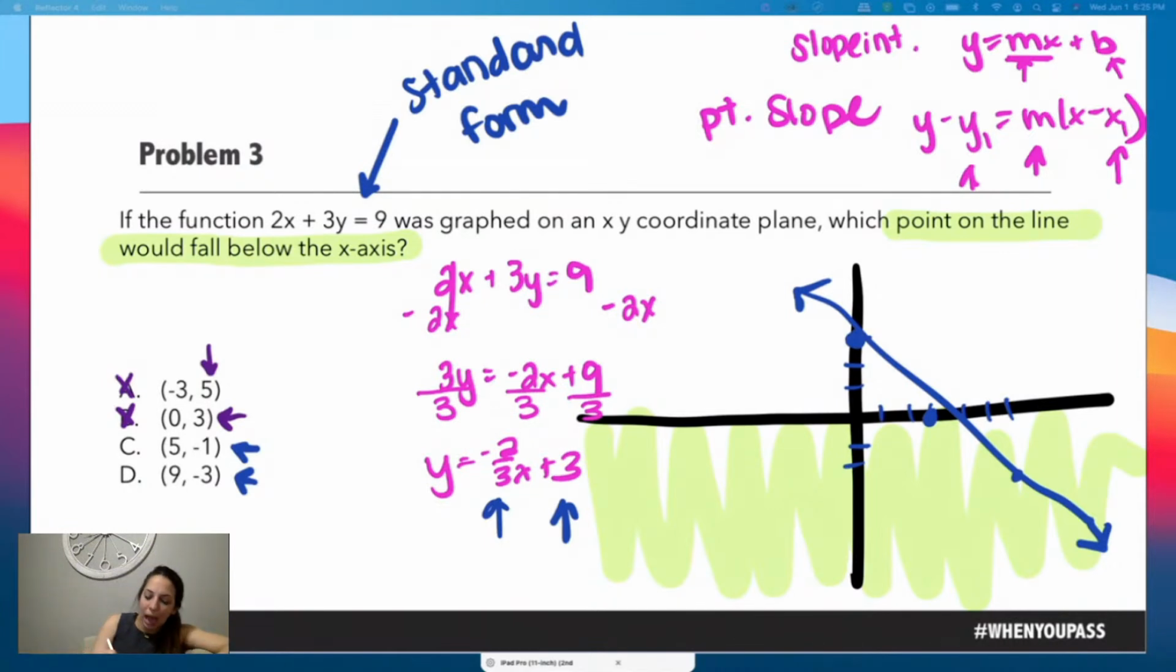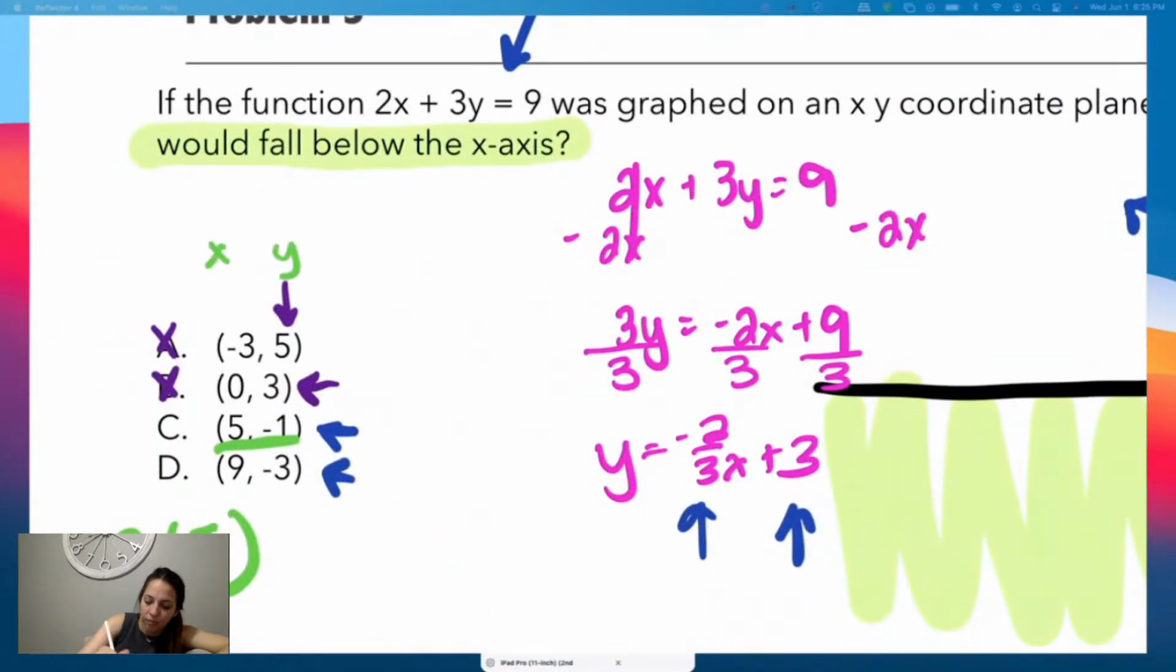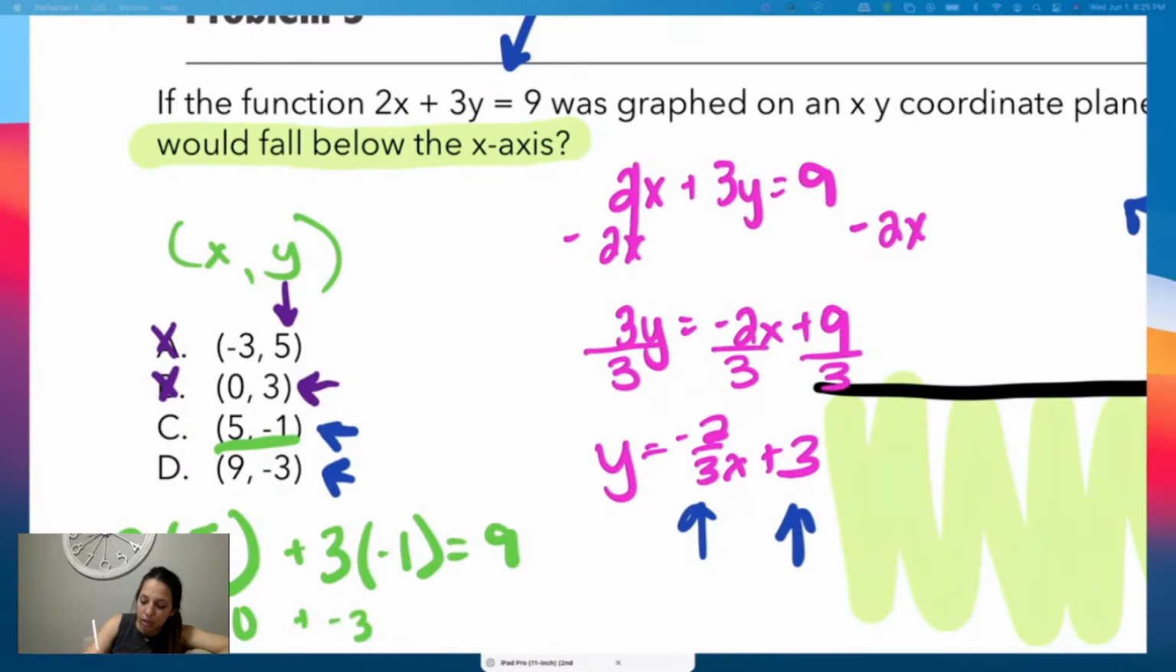But I'm just going to take this x and this y and plug it in. 2 times 5 because the x comes first and then the y. Plus 3 times -1 equals 9. 10 plus -3 equals 9. 7 does not equal 9, so C is out.